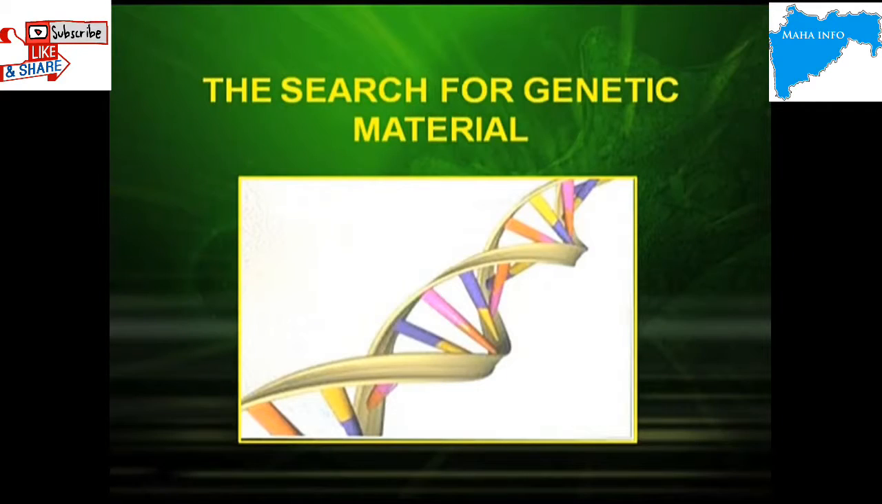Now, a very important question is: what is the chemical nature of the DNA? We have studied the chemical nature, but how was it proved that DNA is the genetic material? So, now let us study certain experiments that led to the proof that DNA is the genetic material, not other macromolecules like RNA or carbohydrate. So, now let us study the search for genetic material.